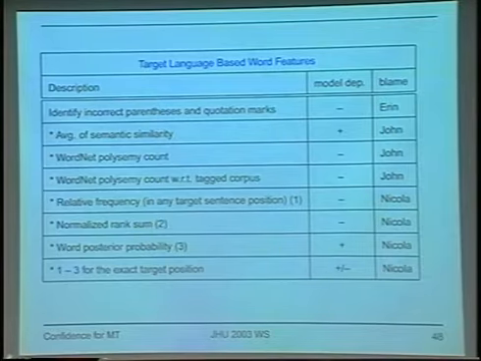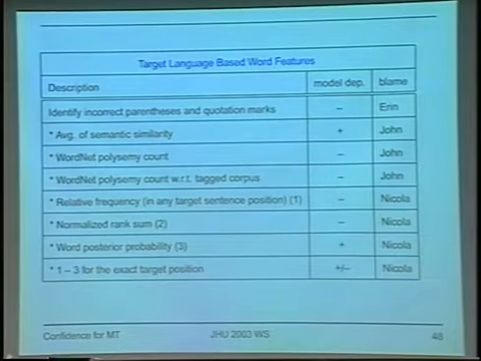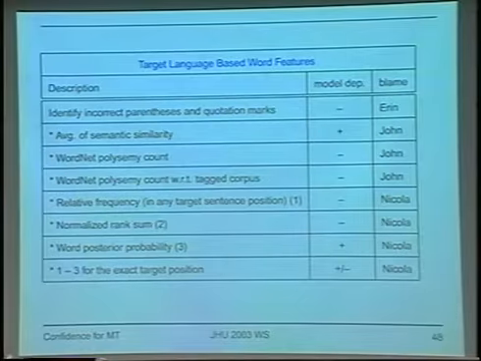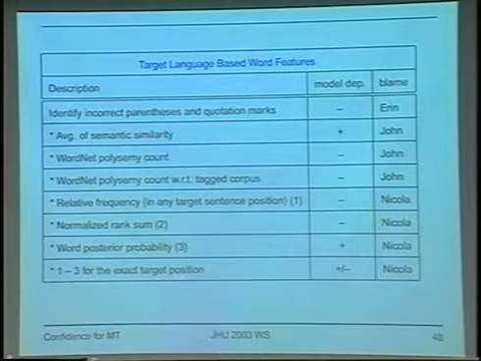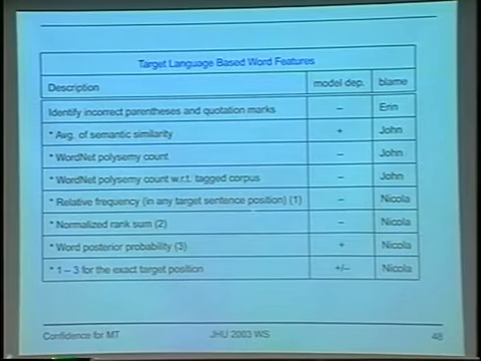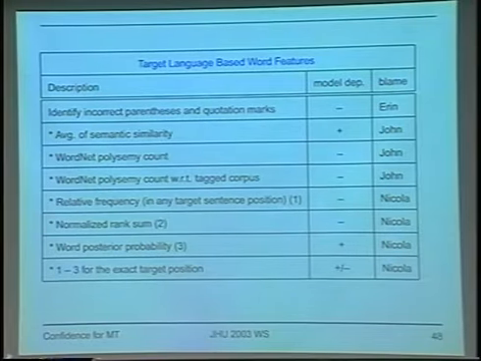They just distinguish whether a word occurs in any target sentence position, and then determines the relative frequency of all hypotheses in the n-best list containing this word in some position in the sentence. We do the same summation, but instead of determining the relative frequency, we take the normalized rank sum or the word posterior probabilities, but I'm going to explain them later. And we did the same thing for the exact target position. So the difference is here we regard all sentences containing this word somewhere, and these are only the sentences containing the word exactly in that position.